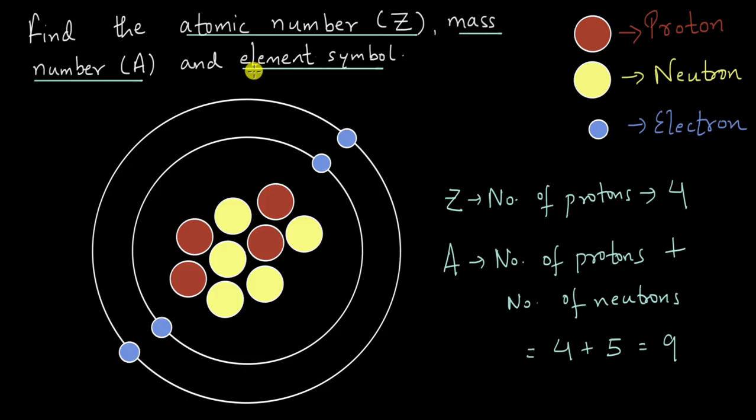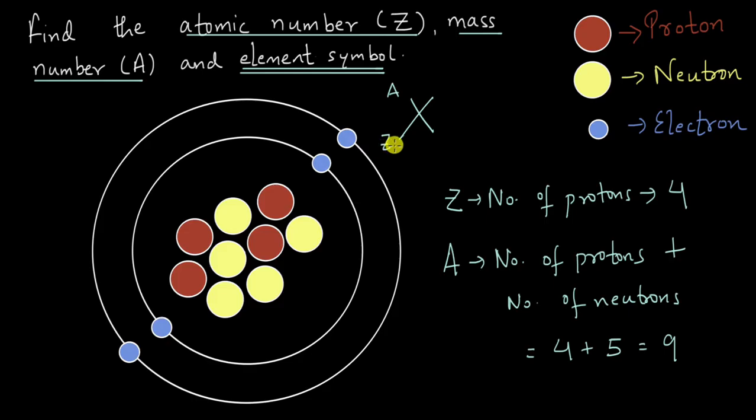Finally, we also need to find the element symbol. So to represent an element, we represent it like this. We write the chemical symbol, let's call it X for now, the mass number A on the upper left side and the atomic number Z on the lower left side. This is how we represent the symbol of any element.